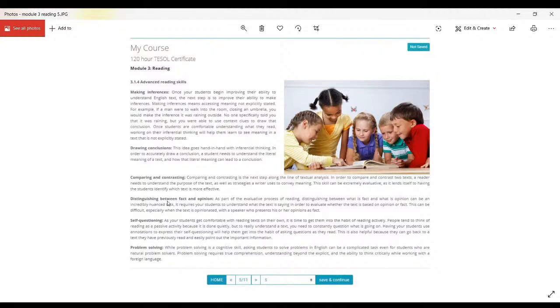Next is distinguishing between fact and opinion. Next, self-questioning. And lastly, problem solving. So these are self-explanatory. Like the inferences we saw earlier, once we read this comparing and contrasting, we already know what it means, even though I do not have to explicitly state the meaning of this. Yes, we used it. Alright, so save and continue.